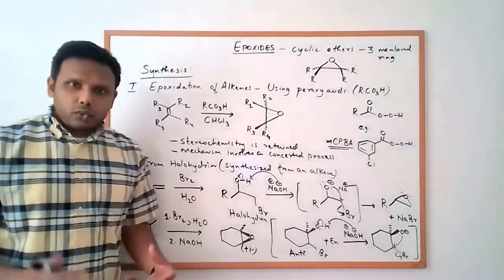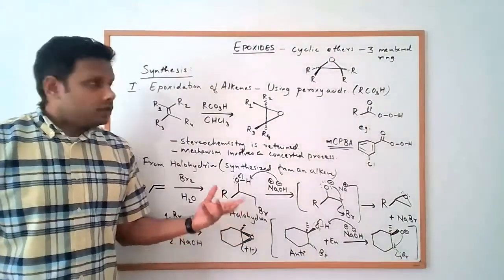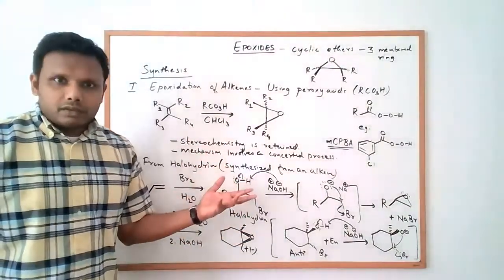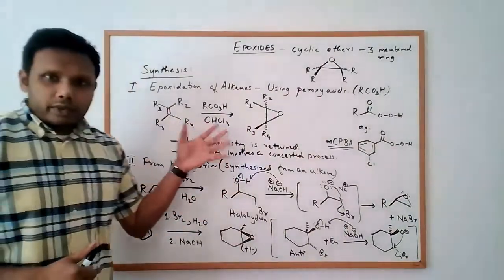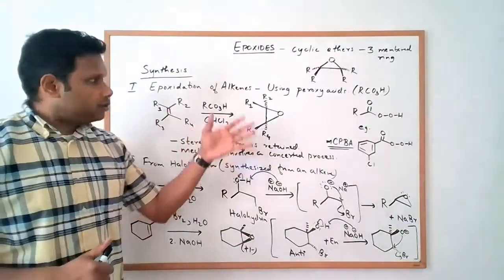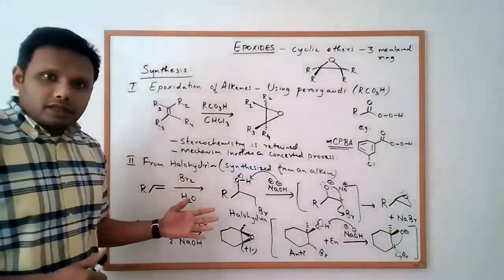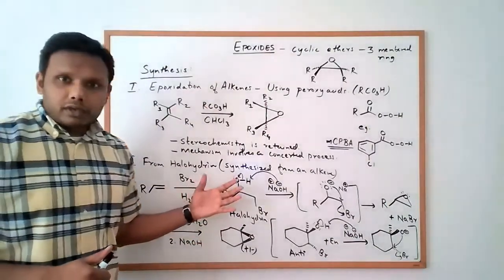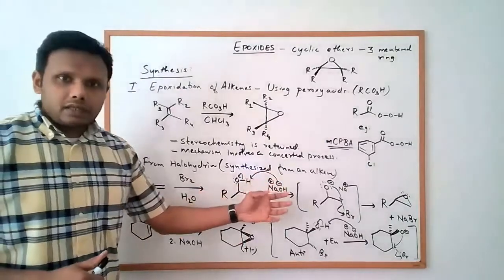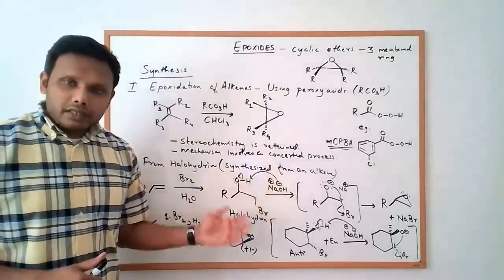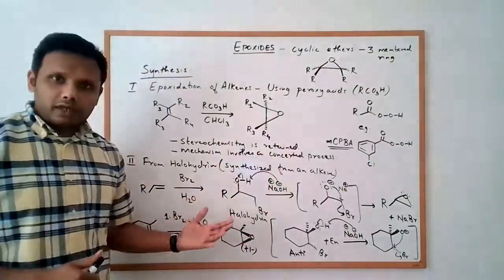So that's just a quick discussion of the two methods to synthesize epoxides. One is a direct epoxidation reaction using peroxy acids as reagents, and the second is from a halohydrin, which is an intermediate from an alkene. So you can convert an alkene into an epoxide through the intermediacy of a halohydrin.